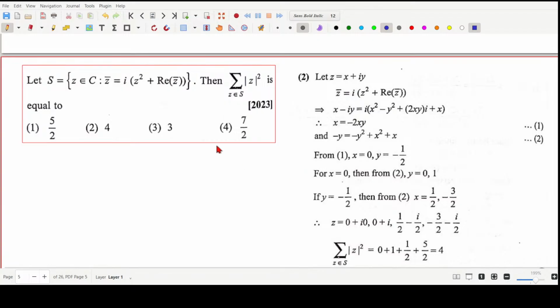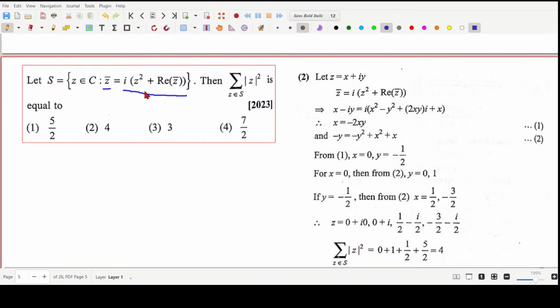Next one. So z is again some complex number. z complement equals this thing. So z is x plus iy, this is x minus iy, and all this will get simplified to some a plus ib kind of thing. So this is x plus iy whole square and real of z complement, which is again x. If you simplify all of this, you will get it in the form of a plus ib.